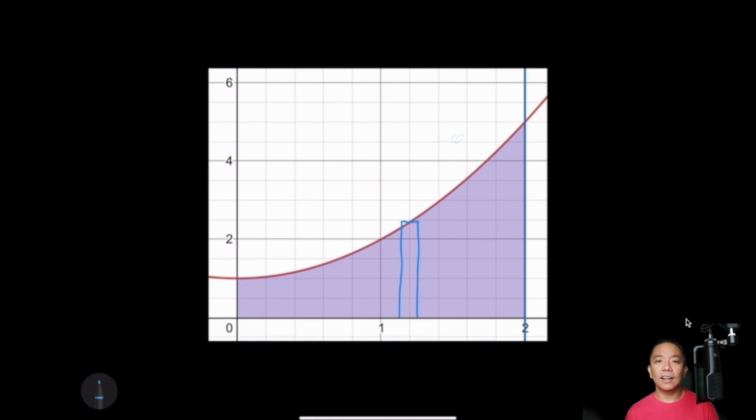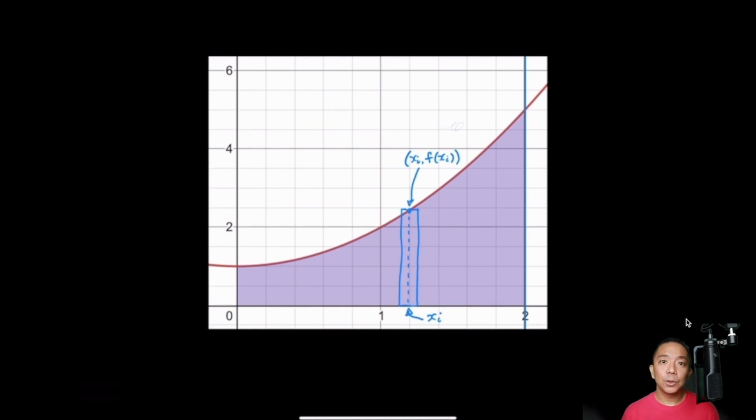Magdodraw ako ng approximating rectangle. So this would represent the ith subinterval. And in the ith subinterval, meron tayong x sub i. So that will be the x value kung saan natin i-evaluate yung function para makuha natin yung height ng rectangle na to, nitong approximating rectangle na to. And it will have a point sa function natin mismo with coordinates x sub i, f of x sub i. And the height of this approximating rectangle will be given by f of x sub i.